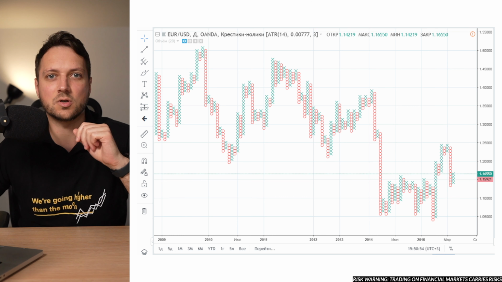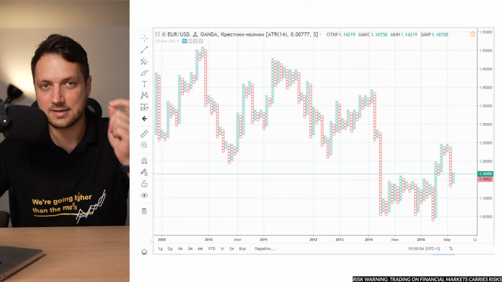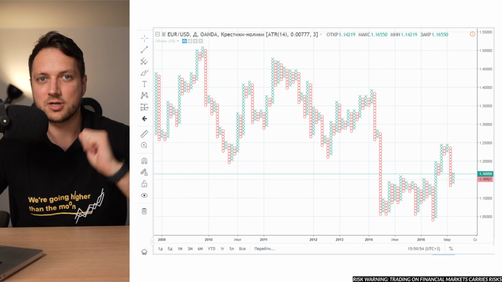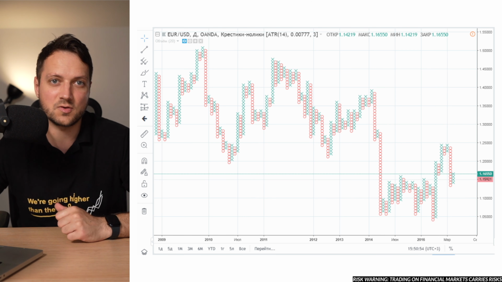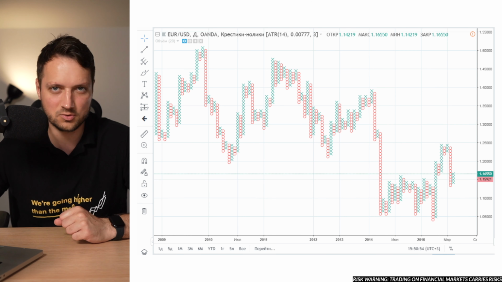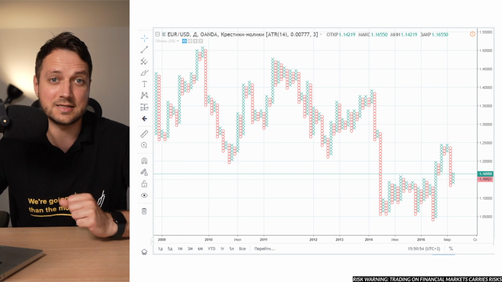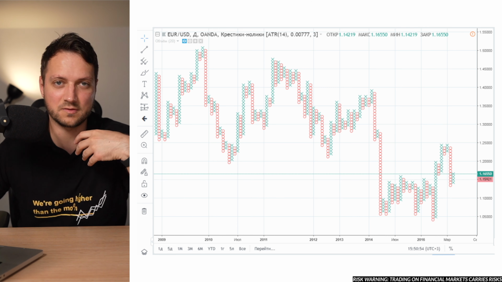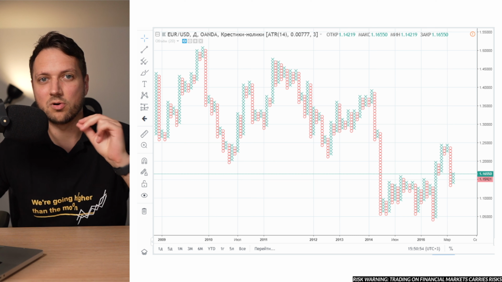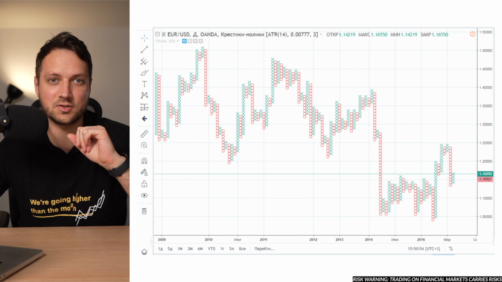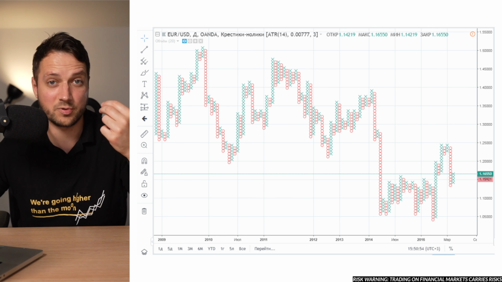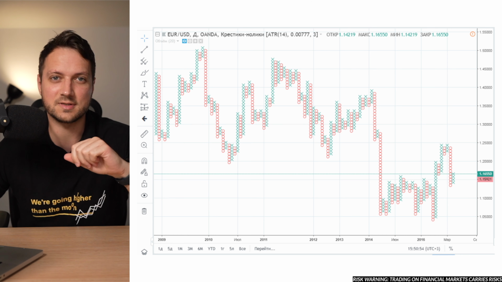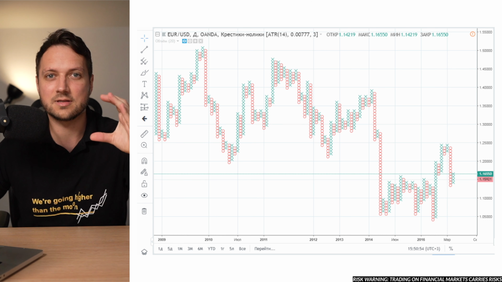So major features of the point and figure chart are as follows. Number one, the chart reflects price movements without time or volume concerns. So it can take from a few minutes to a few days to construct each column, depending on the price movement. Number two, the box in the tic-tac-toe chart doesn't represent a particular price. It represents a price range within the box size.